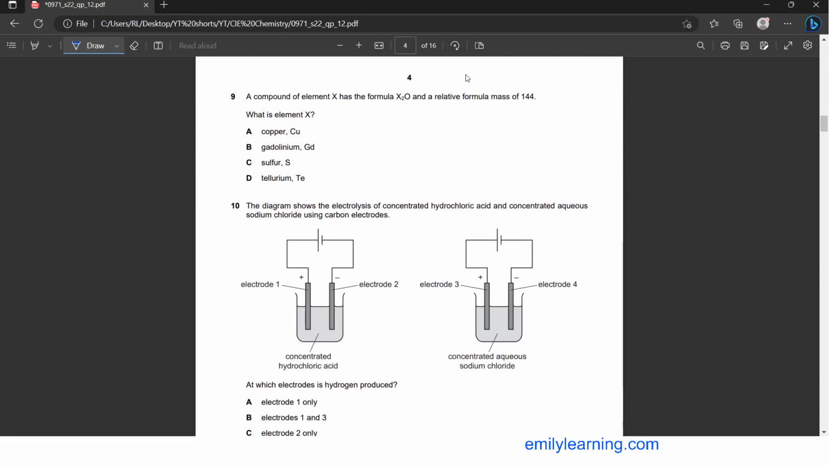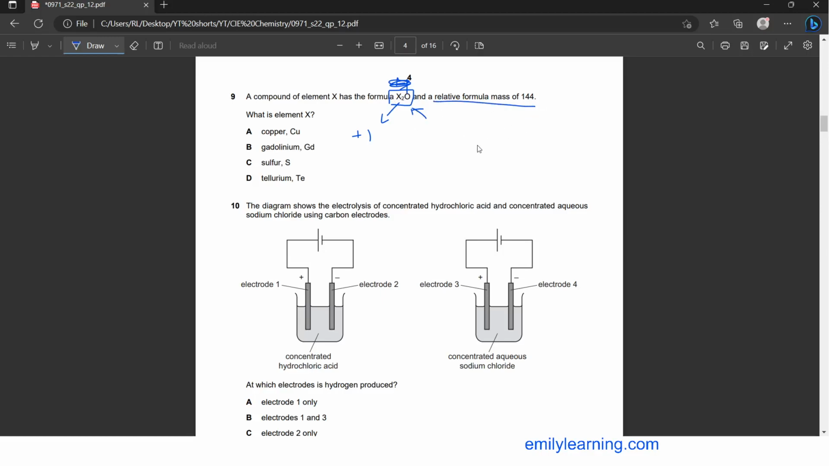Number 9. A compound of X has a formula X2O and a relative formula mass of 144. So what is it? I know that X has a charge of +1. So it must be something that forms X2O. It can be a metal. If it's a metal, it would have a charge of +1. If it's a non-metal, then the charge need not be +1. Okay, so now let's take a look at this.